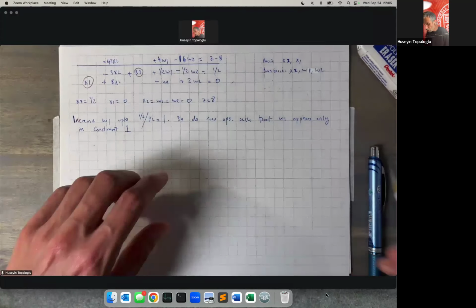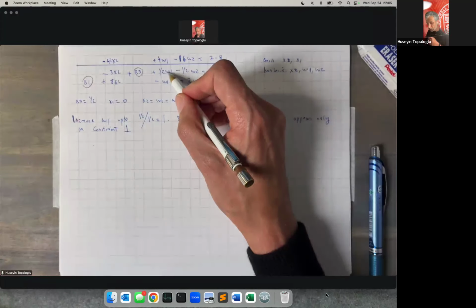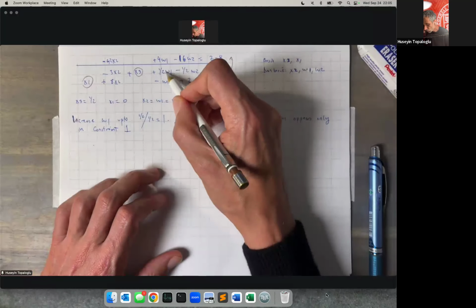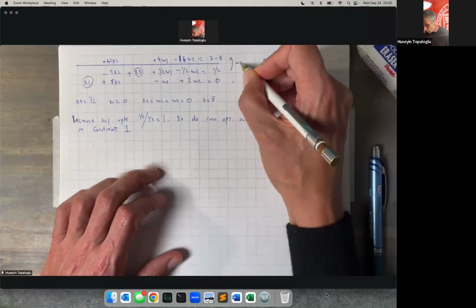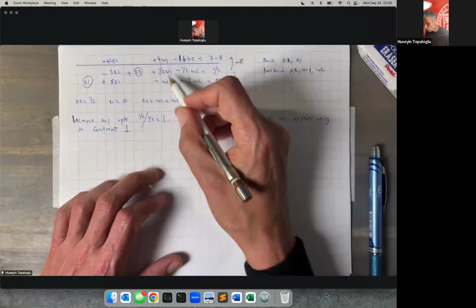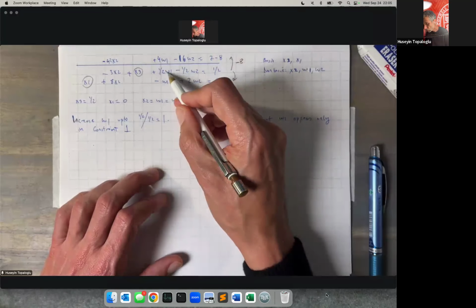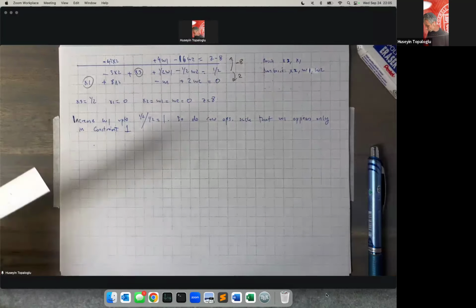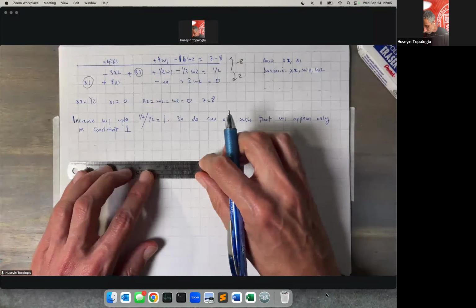Let's do those row operations. I want w1 to appear only in the first constraint row. To make w1 disappear from the objective function row, take the first constraint row, multiply it by -8, add it to the objective function row. And also to make w1 disappear from the second constraint row, take the first constraint row, multiply it by 2, add it to the second constraint row. Let's do those row operations.